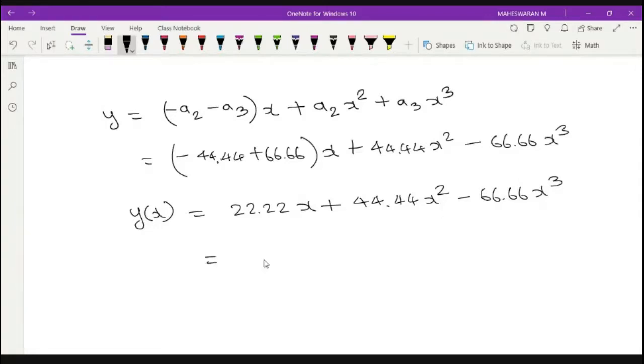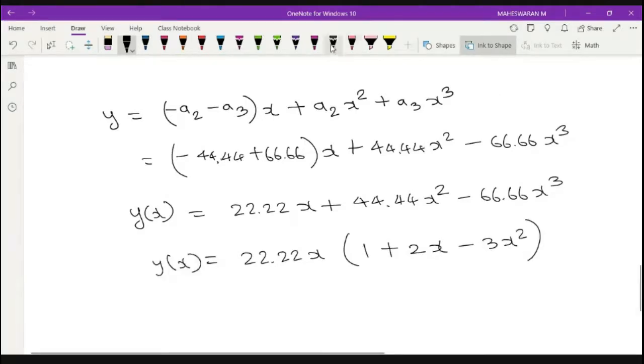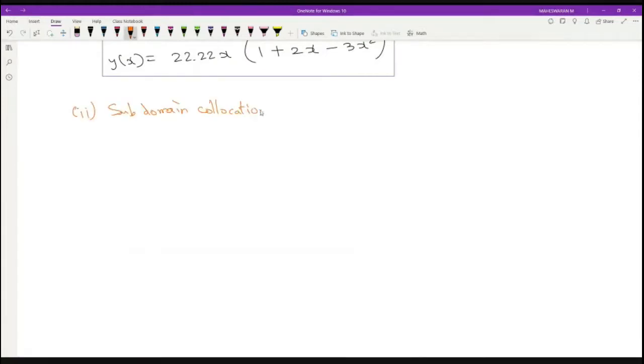It is up to you. Otherwise, you can also take this 2 outside, 2 times 2x. So we'll get 1 plus 2x minus 3x squared. So this is my answer. We'll go for subdomain collocation, right?